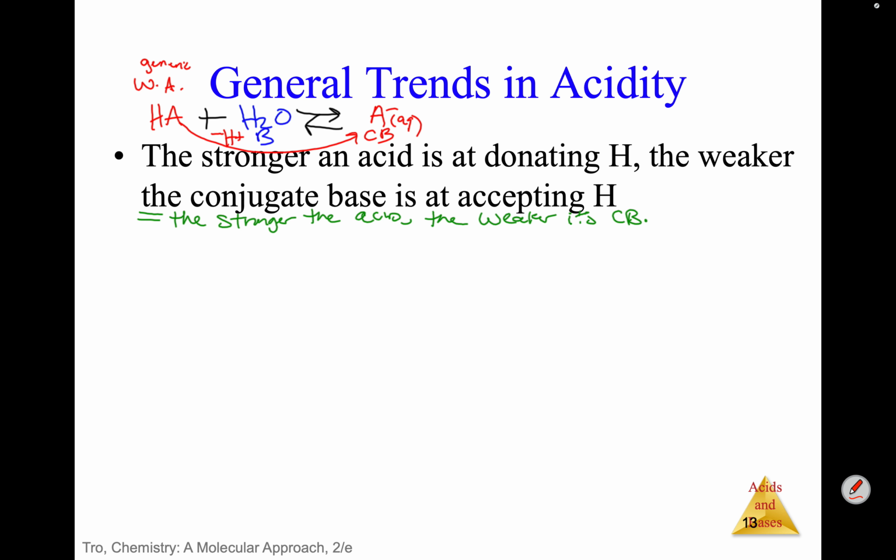So what's going to be the conjugate base if I'm losing an H plus? Yeah, A minus. And my base gains a proton, right? It's taking it from the acid. So what does the H2O turn into? Hydronium, H3O plus, our conjugate acid.